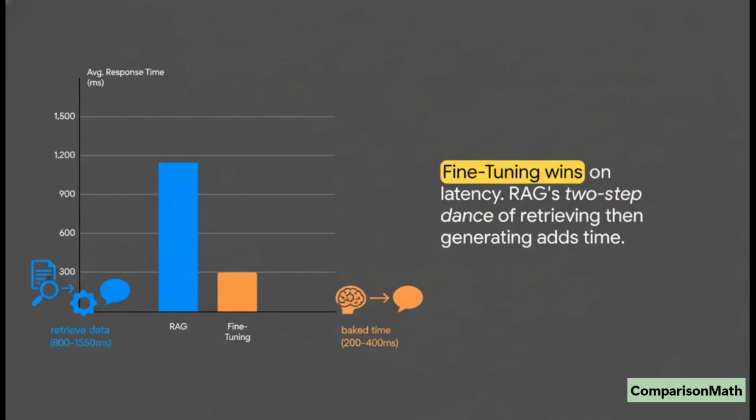RAG is just naturally slower. It has to do 2 things. First, go find the data, and then generate the response. That 2-step process adds a lot of latency, pushing your response times up to almost 1.5 seconds sometimes.